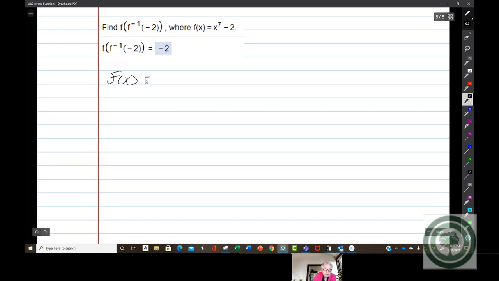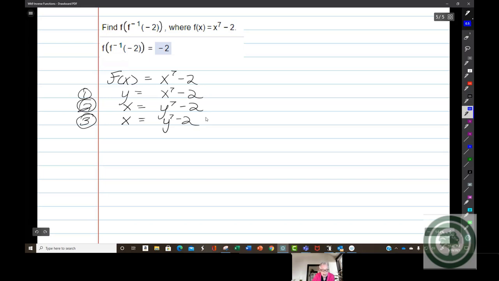F of x equals x to the 7th minus 2. Y equals x to the 7th minus 2. 2. X equals y to the 7th minus 2. 3. Solve for y. X equals y to the 7th minus 2. Add 2 to both sides because we're solving for y. X plus 2 equals y to the 7th.